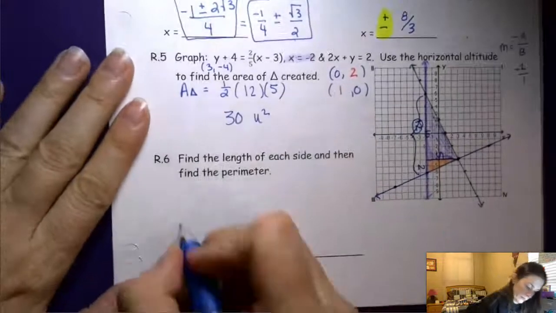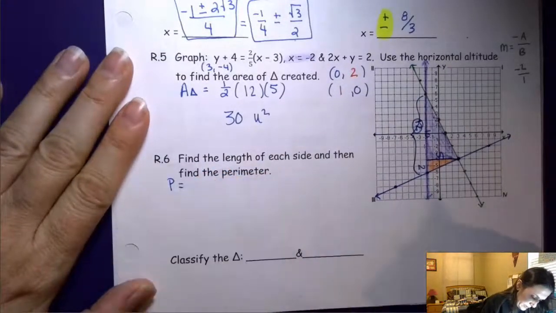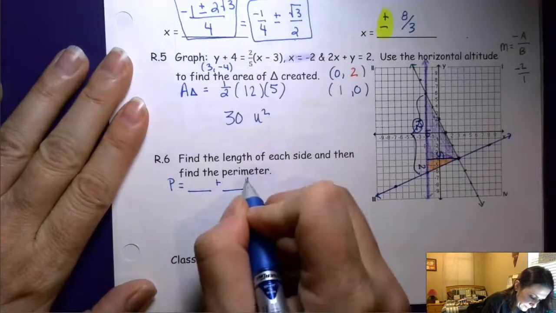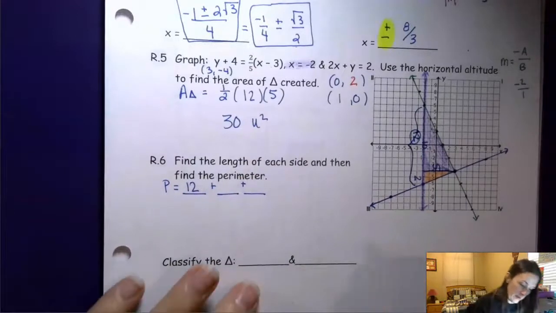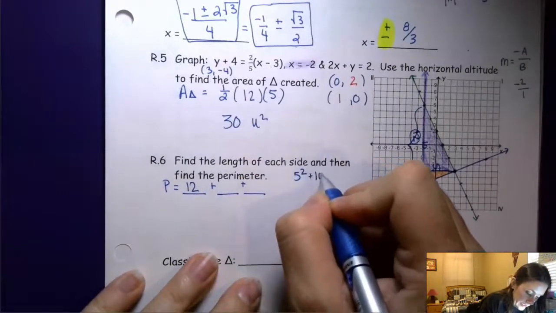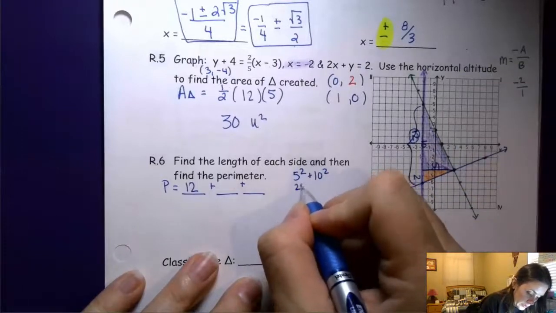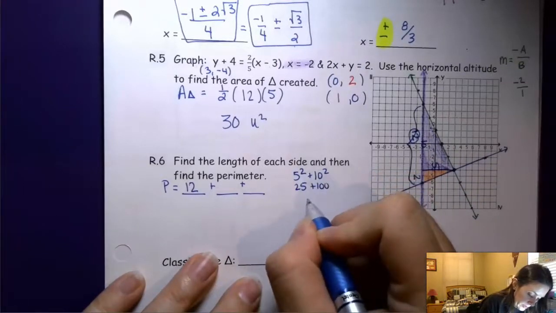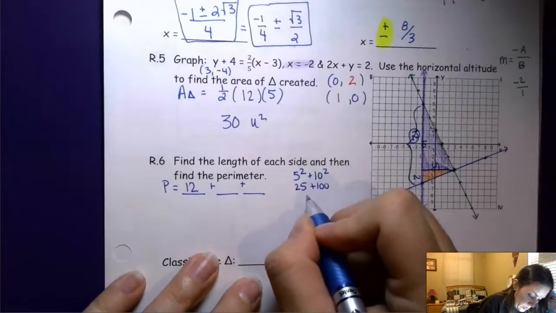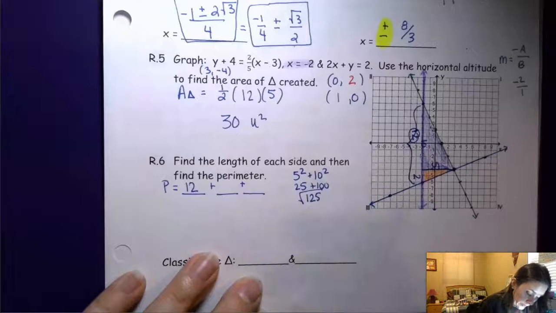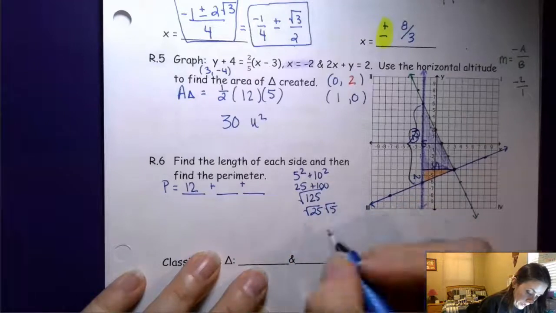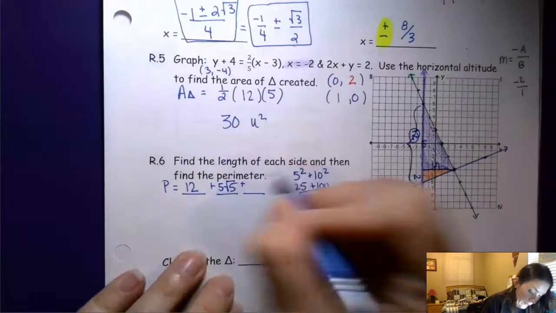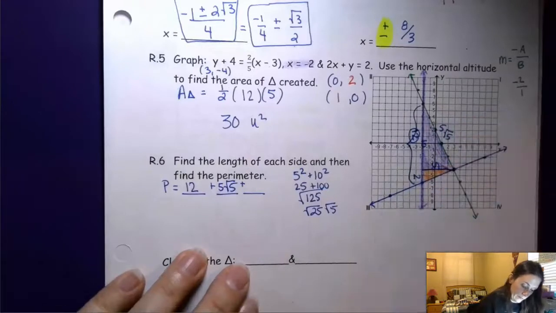All right. So perimeter is going to be 3 sides. One of the sides is 12. The other 2 sides I'm going to use Pythagorean theorem. So I'm going to say 5 squared plus 10 squared, 25 plus 100, 125. The square root of 125 is going to be 25 times 5. I'm going to get 5 root 5 for this one here.